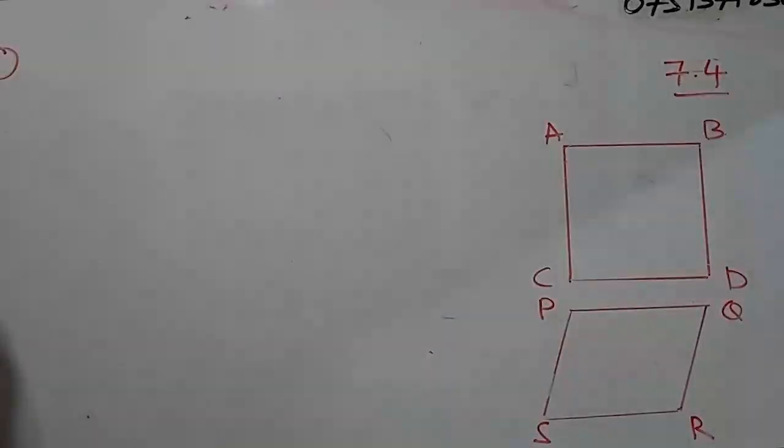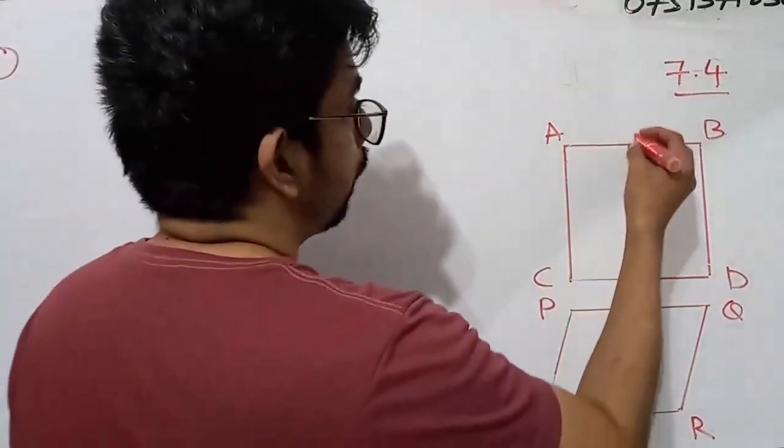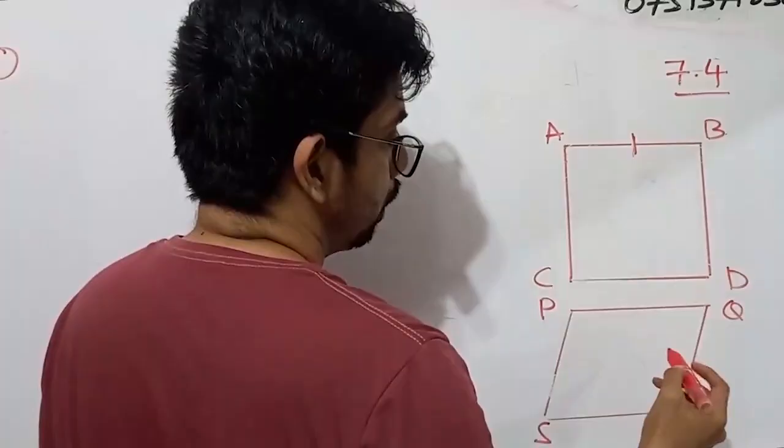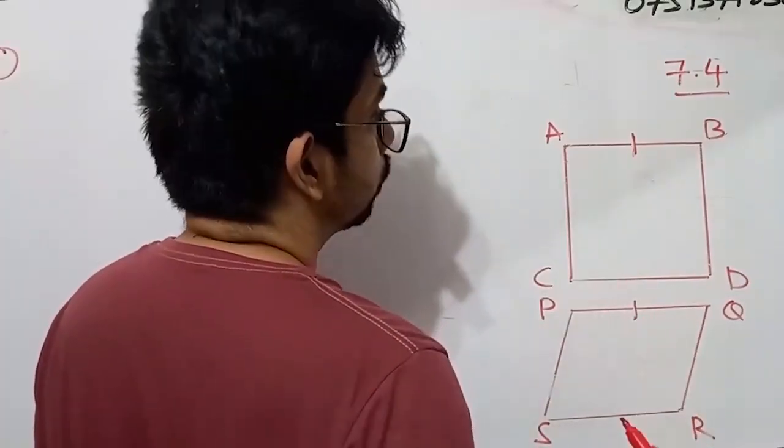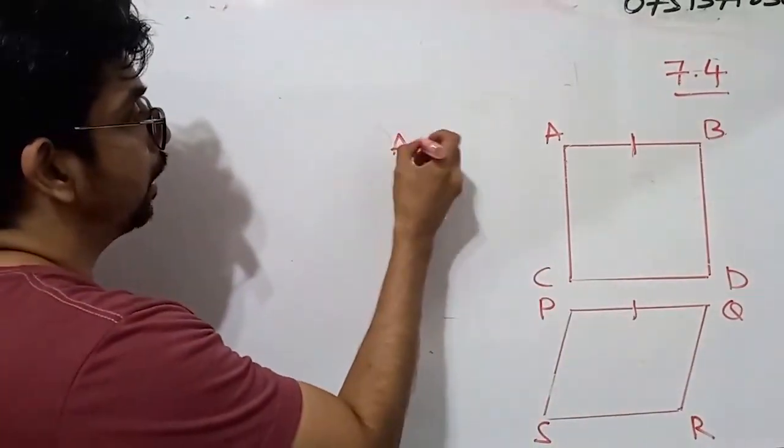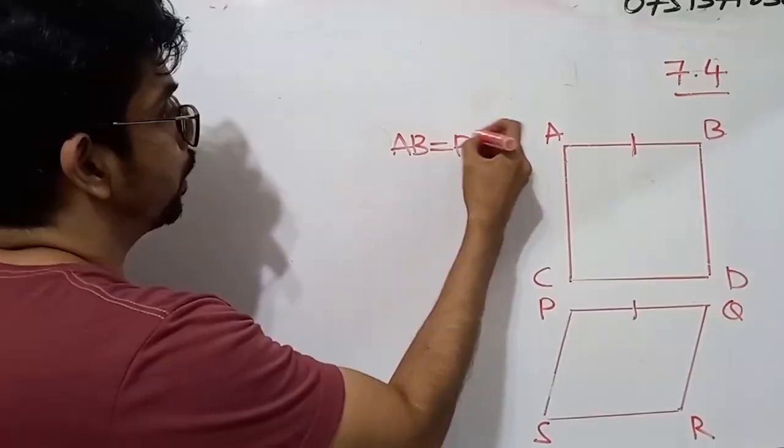Exercise 7.4, question number 1. The square ABCD and the rhombus PQRS are such that AB is equal to PQ. Right? So what does that mean? AB is equal to PQ. So that is given. AB is equal to PQ, make it a given.